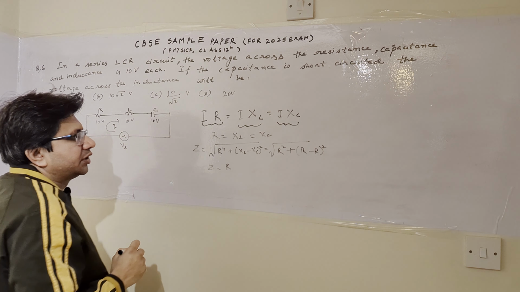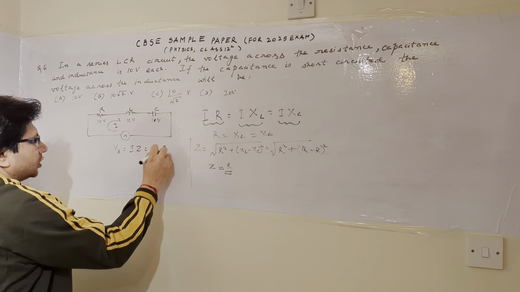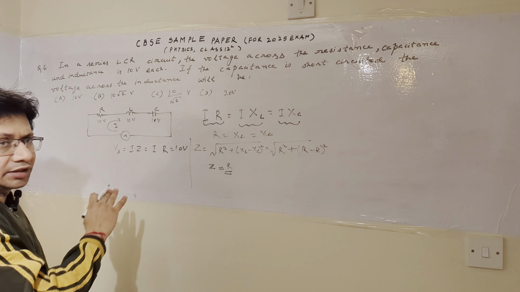And the voltage source, which is supplying the current in this circuit, is equal to the current multiplied by the impedance. So the impedance of the circuit is R. So we can say that the applied voltage Vs is equal to I Z, which is equal to I R, which is equal to 10 volt. So in this way, we get the value of the applied source.